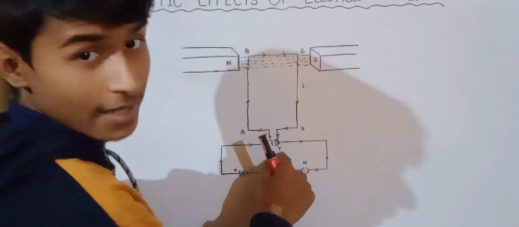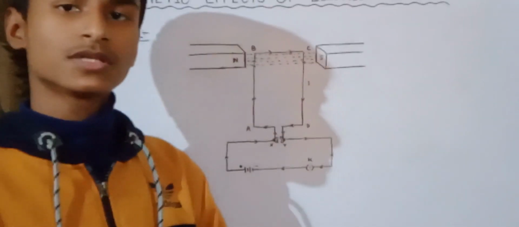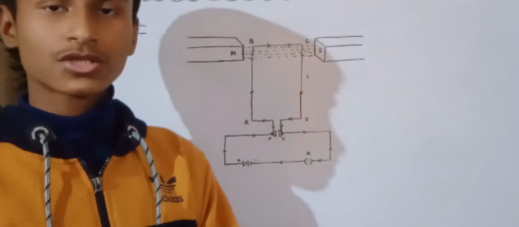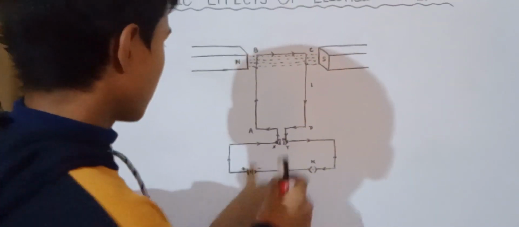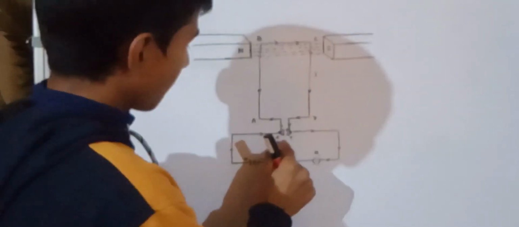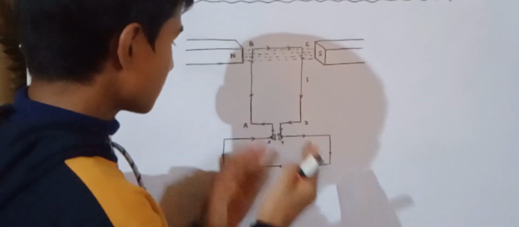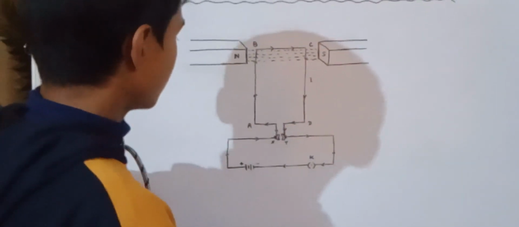These X and Y are called the commutator. A commutator is a device which is used to change the direction of current simultaneously. And in an electric motor, the commutator is called split rings. These split rings, after half revolution, simultaneously change the direction of the current.